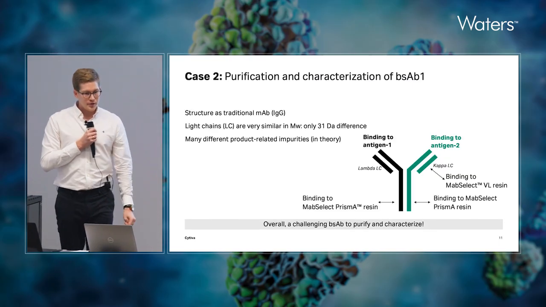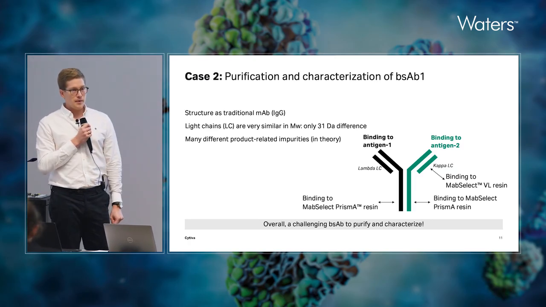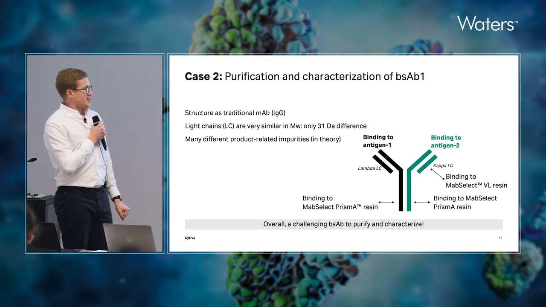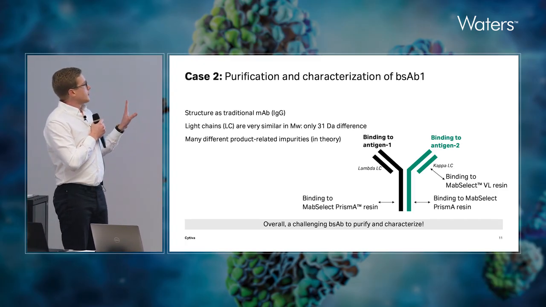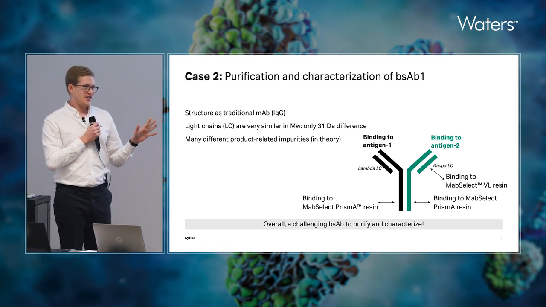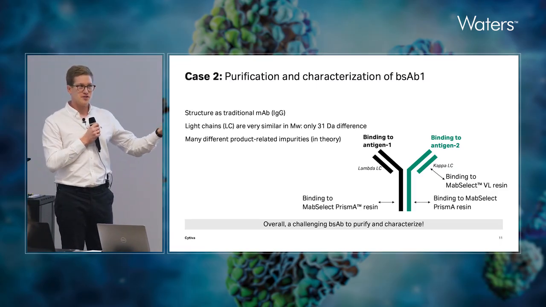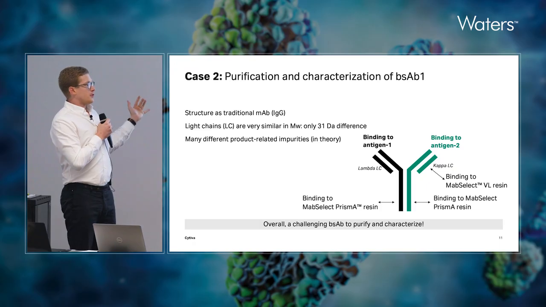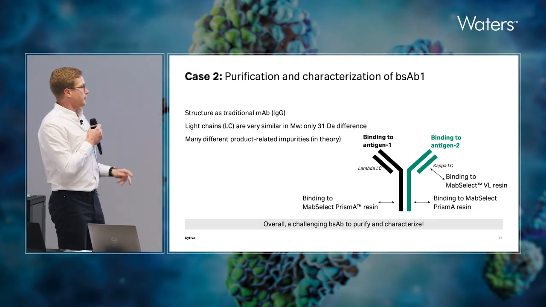So now we'll move over to case 2. That is a bispecific antibody that we call BsAb1. I would say this is a pretty challenging antibody because it has the structure of a traditional IgG, and it's very similar in masses. The heavy chains are a few hundred Dalton different. The light chains are 31 Dalton different. So it's not much to play with on the sizes here. And as I showed you on the previous slide, we have many different impurities, at least in theory.